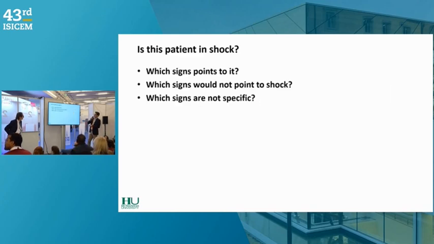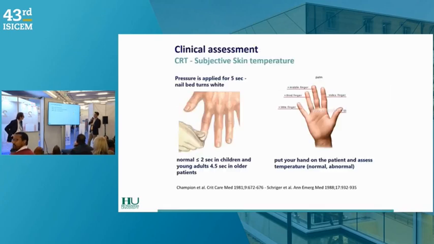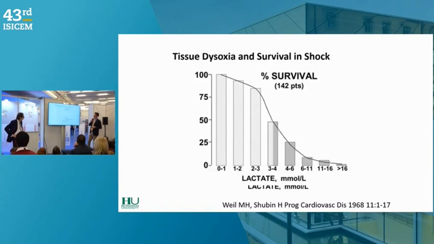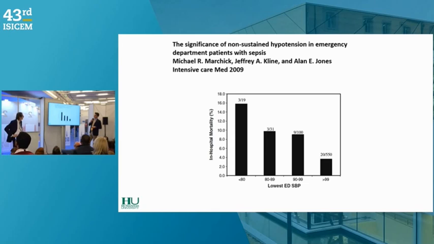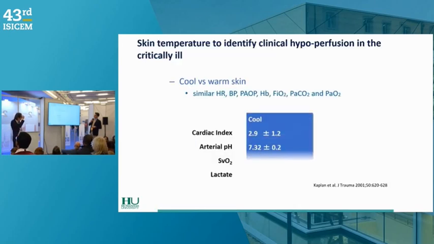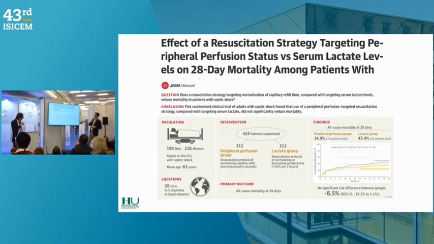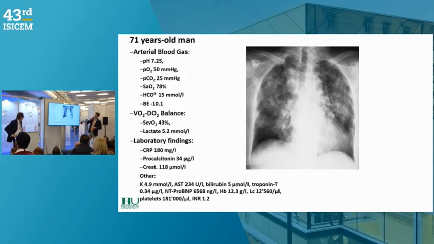So we talked about this. Let's go fast because I want to see how we will do something on this patient. Okay. So this is the first chest X-ray you take, and then this is the first blood gas. The arterial blood gas shows a pH of 7.25, PO2 of 50 millimeters of mercury, PCO2 is 25. The arterial saturation is 78. And the lactate is 5.